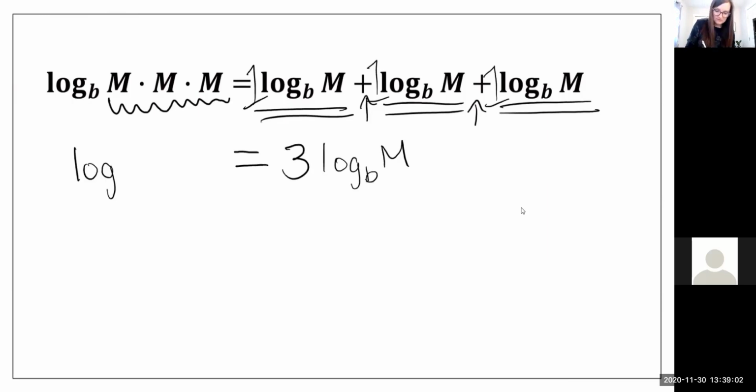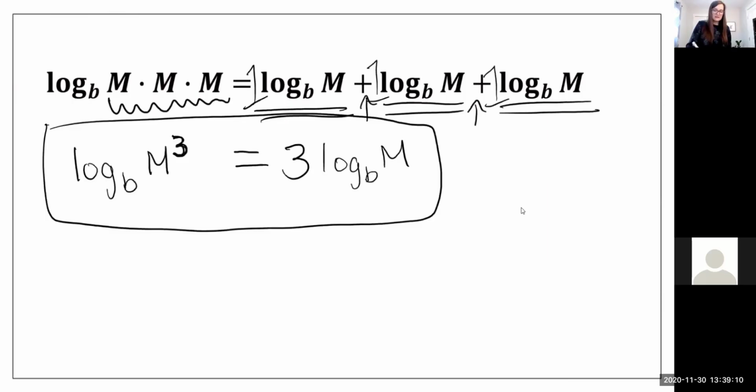And so this tells us that if you have an exponent inside the log, you can always drop that exponent down outside and it will be the equivalent statement. And that actually comes from the product rule happening over and over again.